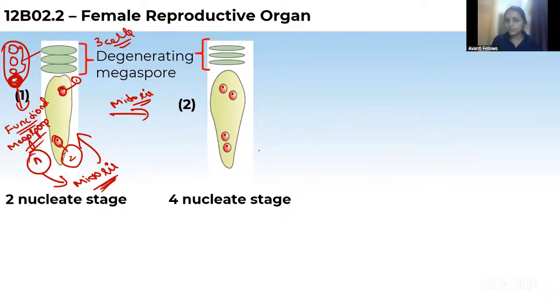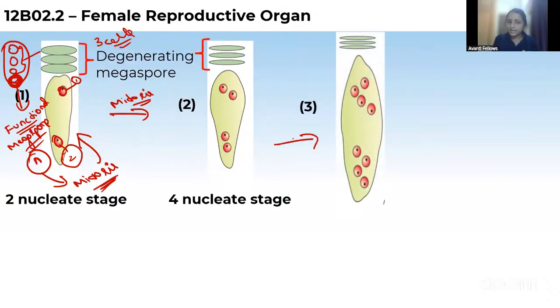Now again it forms four nuclei. Again another time mitosis. Totally 3 times mitosis is going to happen. Now it forms 8 nuclei. Not 8 cells, 8 nuclei. You can see here guys. 3 cells are degenerated. Only one cell performs the function here. That is divided 3 times by mitosis, with only nuclear division. It formed the 8 nuclei now.